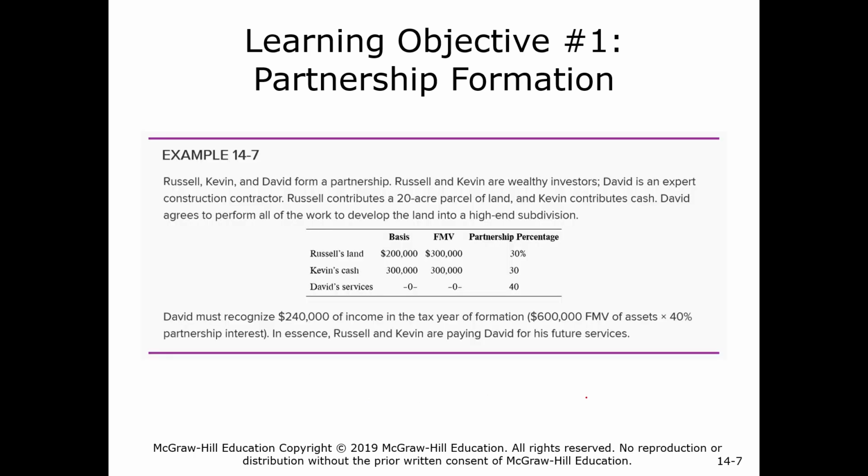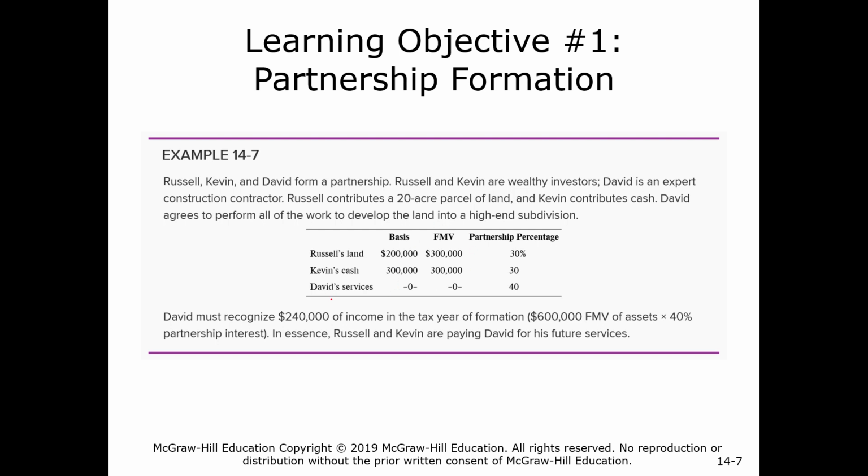So here's another example. We have Russell and Kevin and David forming a partnership. Russell and Kevin are wealthy investors. David is an expert constructor. So David is going to provide services to the partnership in exchange for a 40% interest in the partnership. We have the basis and fair market value of the assets that Russell and Kevin are contributing.